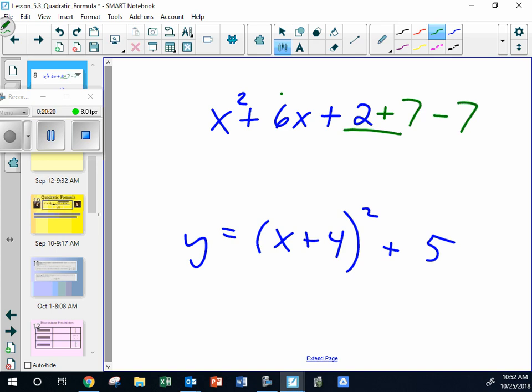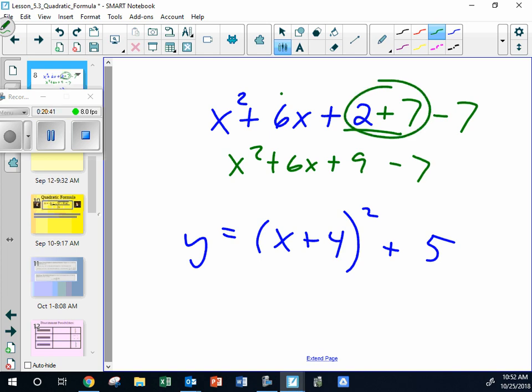Does that work? Yeah, that works. Is there another way to do it? There is another way to do it. But see if you get the same answer at the end. Okay, so now I have got x squared plus 6x plus 9 minus 7. I just put those together.